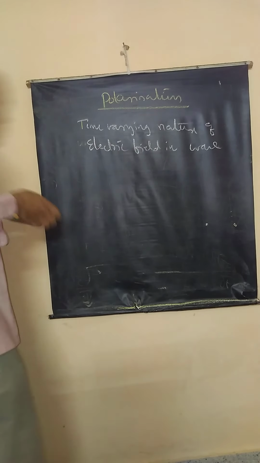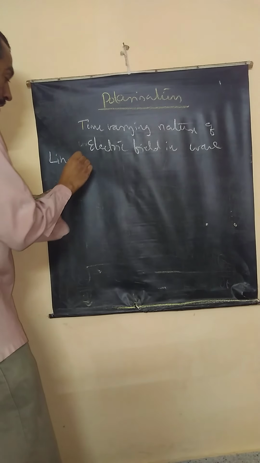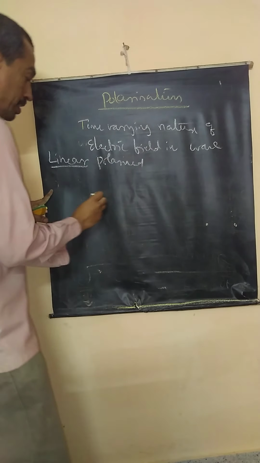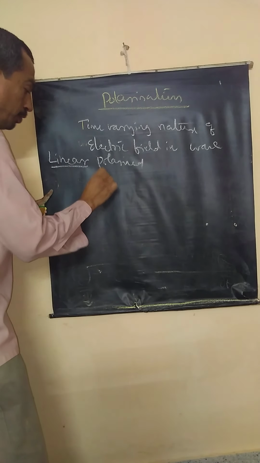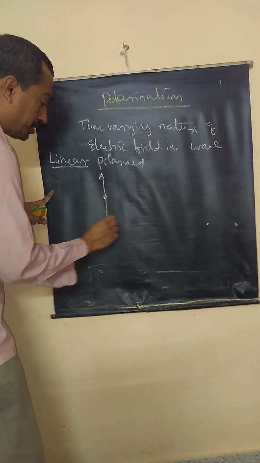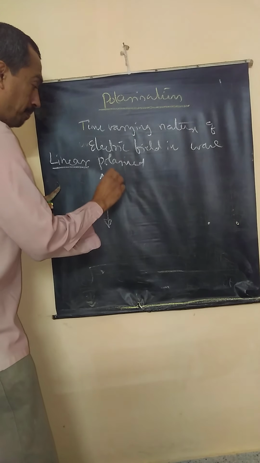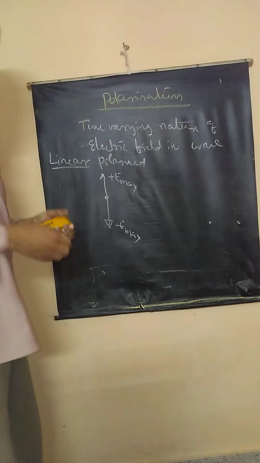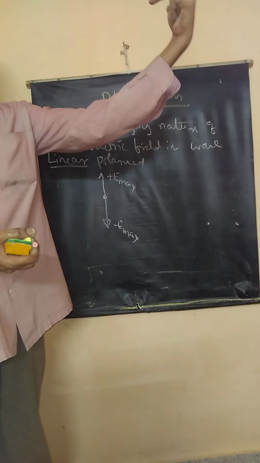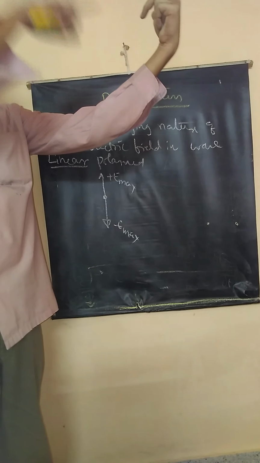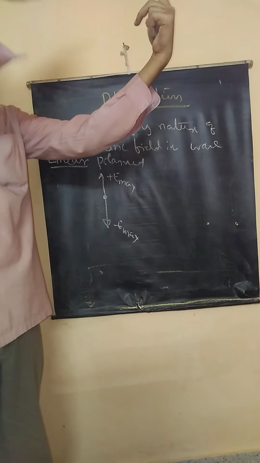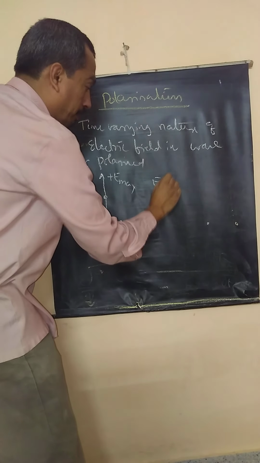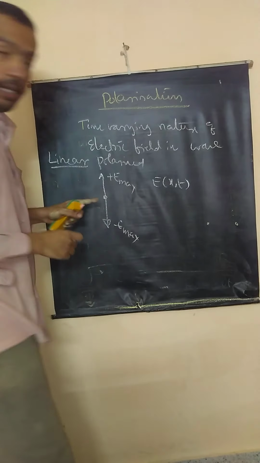Easy to understand. Linearly polarized electromagnetic wave. What is this? I told you, as the wave propagates, the electric field vector changes in a straight line. It oscillates between plus E maximum to minus E maximum. For a distant observer, if a linearly polarized electromagnetic wave is approaching, you will see the electric field just varying in a straight line like this. So, the standard electromagnetic wave is written like this.